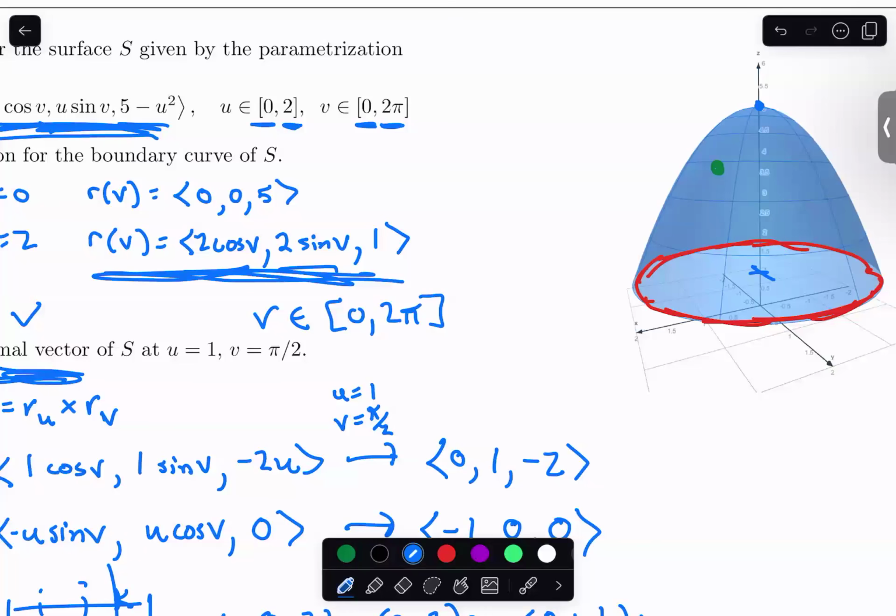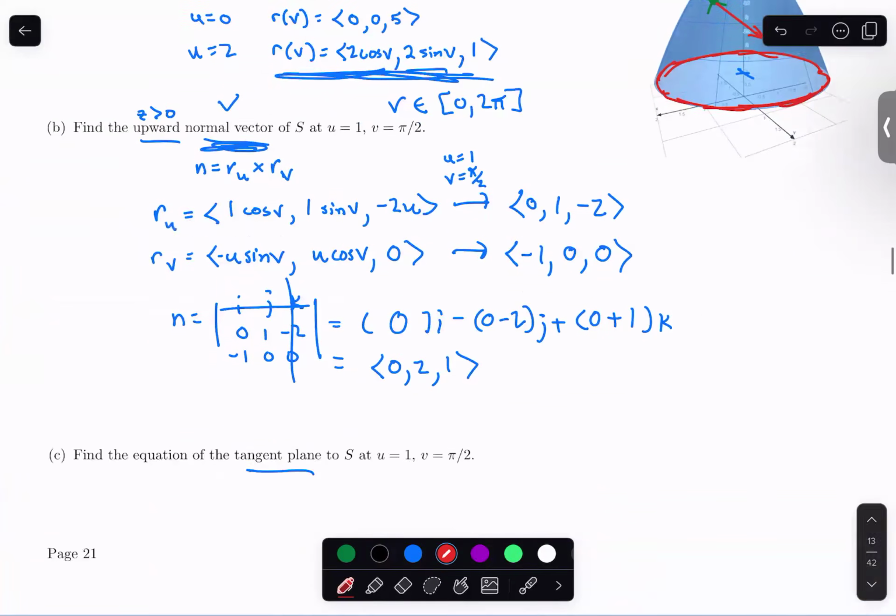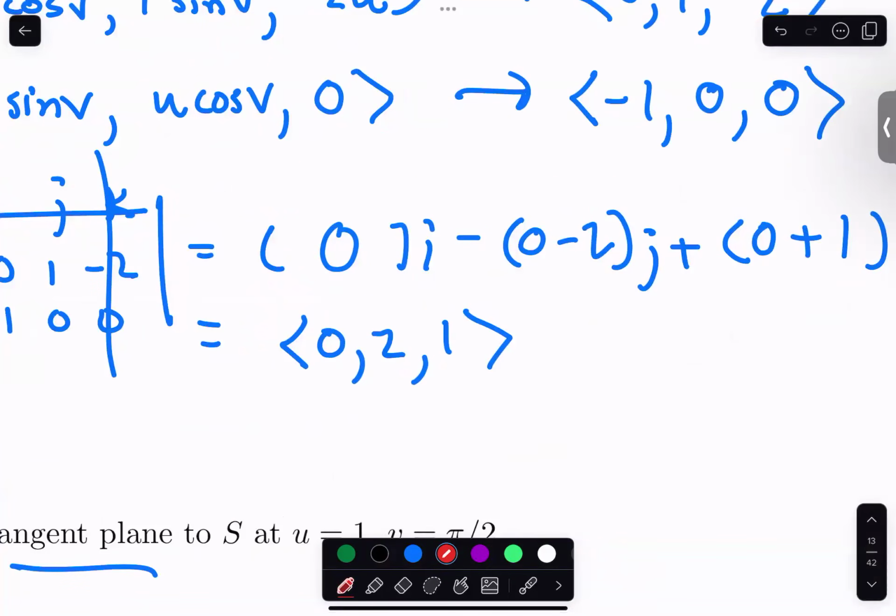I could have a normal vector, right? That's going to be at a nice 90 degrees to this. I could have a normal vector that's pointing this way, or I could have a normal vector that's pointing kind of inside of this, right? Both of them are at 90 degrees to my surface, but only one of them has a positive z component, right? So I look at this and I see that I have 0, 2, 1, and the fact that my z component is positive means that I'm happy.